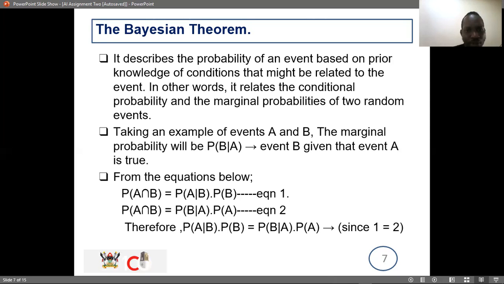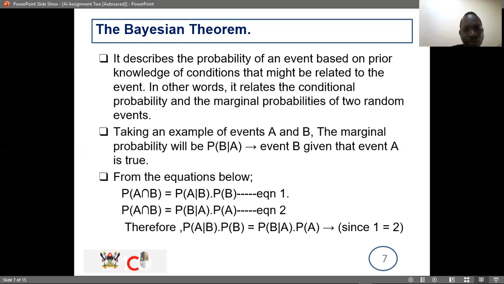Then from the equations below, as we see, the probability of A and B is the probability of A given B multiplied by the probability of B, and at the same time, the probability of A and B is the probability of B given A multiplied by the probability of A. In these two equations, since the probability of A and B is the same, we will equate them. Equation 1 will be equal to equation 2.